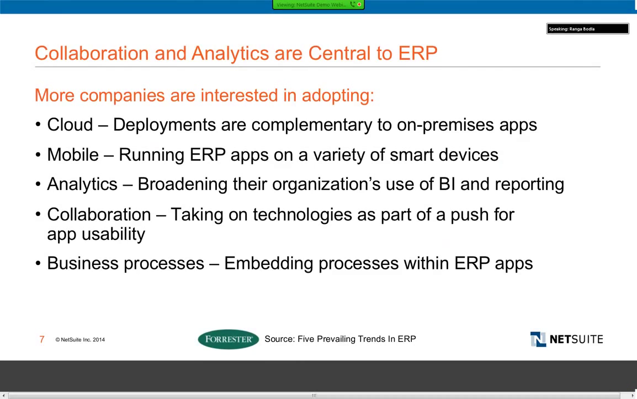Now, of course, you don't have to take our word for it. Forrester had a recent study, the 5 prevailing trends in ERP. And two of the elements that they brought up are collaboration and analytics being central to ERP. Of course, cloud was part of this, with deployments complementary to on-premise apps. Mobile, making sure that you can run this wherever you need to and however you need to. But analytics is a big piece of this, broadening the organization's use of business intelligence reporting, being able to have that as core to the product. But also collaboration and taking on technologies as a part of the push for app usability so people can easily interact with the system, and embedding of the processes within the actual applications as well.